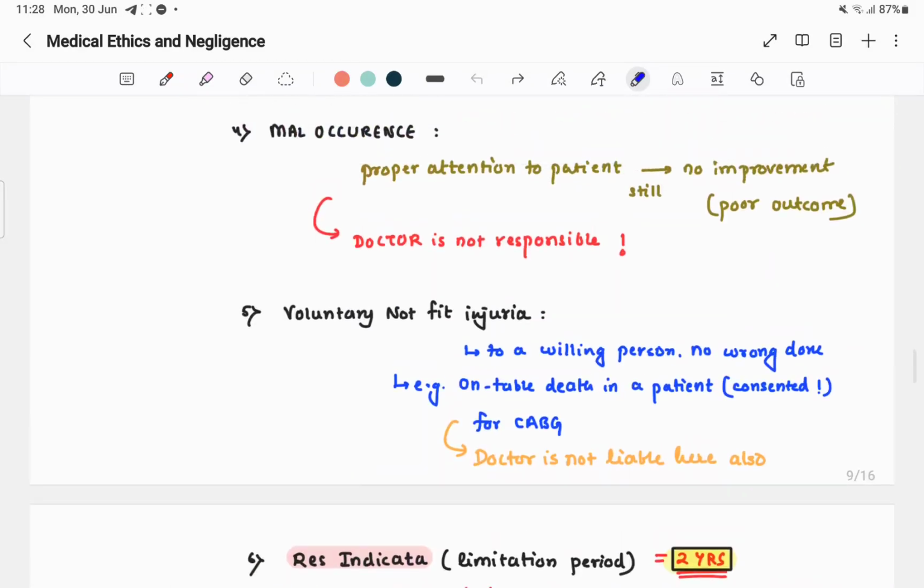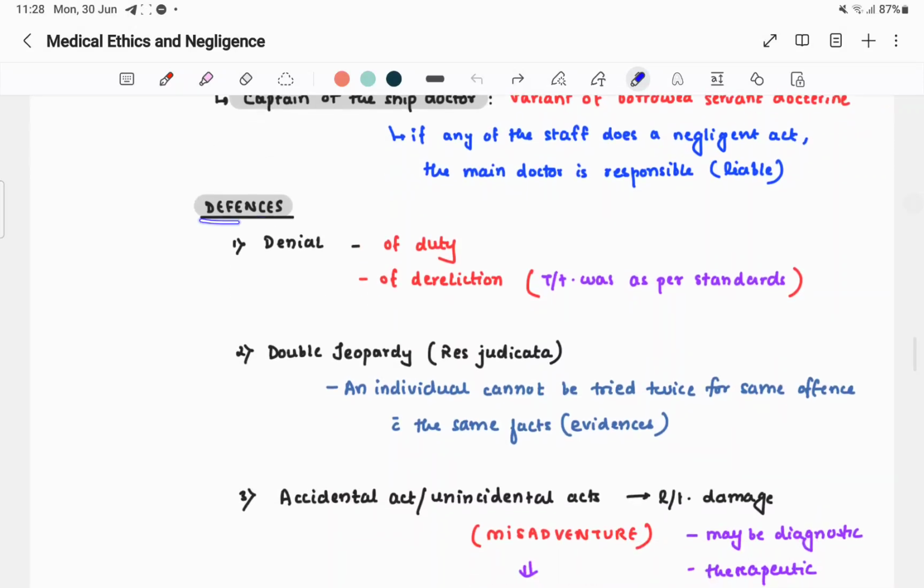So we'll learn now what defenses you have. A doctor always has defenses. Defenses will save you in negligence. First is denial of duty or denial of dereliction. The doctor can say that he had denied duty, but the patient forced it on him, so he had to do this. Here, who will be responsible? The patient will be responsible, right?